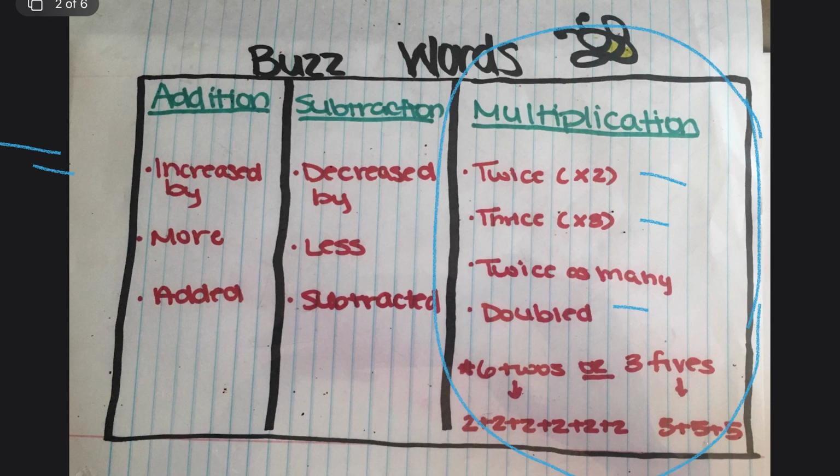Words like twice and thrice, which means 2 times or 3 times the number. Words like doubled, which basically means I'm taking the number and I'm adding it twice. Words like 6 2s or 3 5s, which means I'm taking 2 and I'm adding it 6 times. And 3 5s, which means I'm taking 5 and I'm adding it 3 times. Scholars, these are all buzzwords that tell us that we're going to be using multiplication in order to solve.